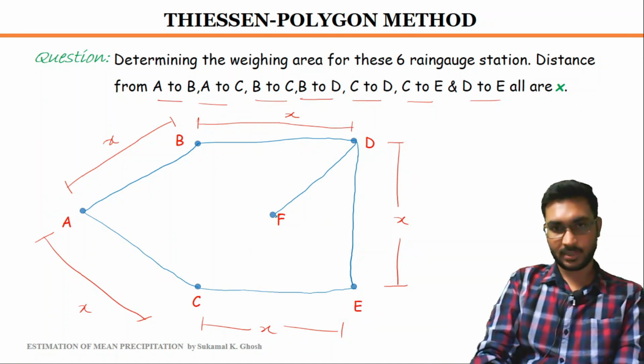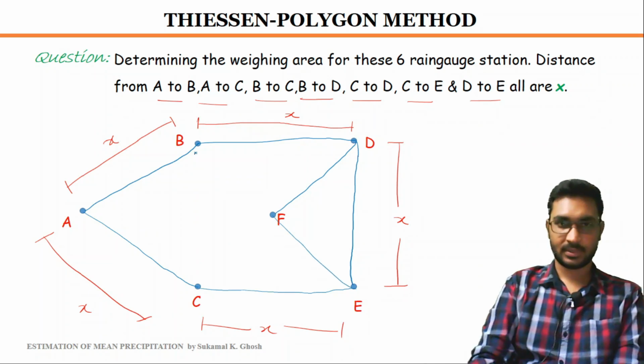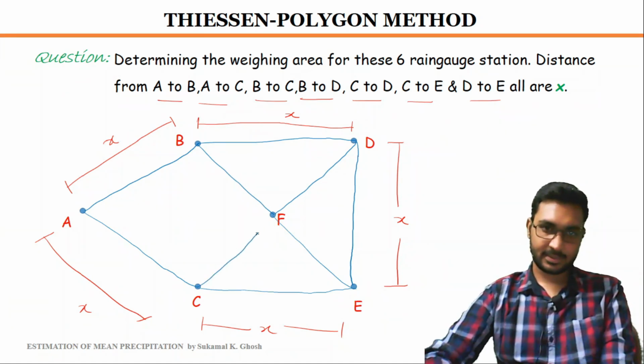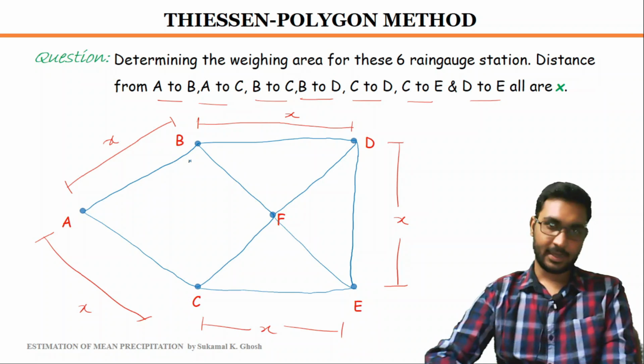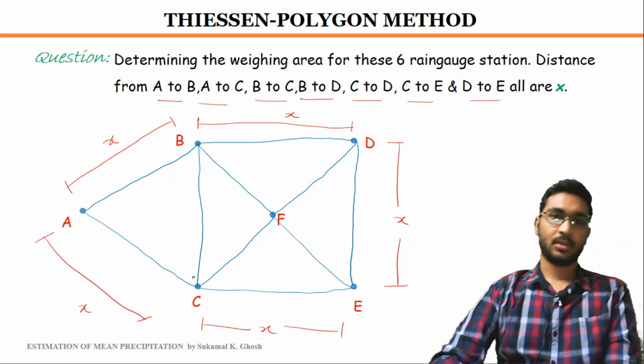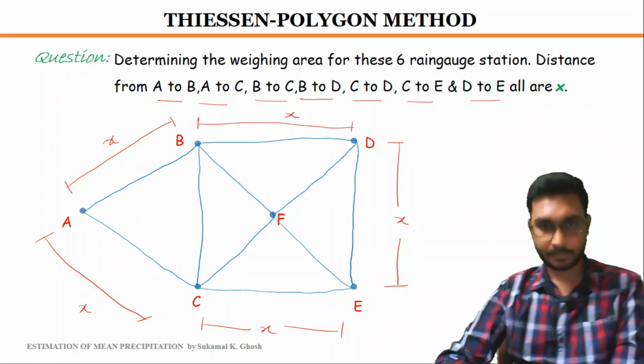Now we join this F and E. Now we join B and F, and here C and F, and last B and E. Okay, so we have done our first step.